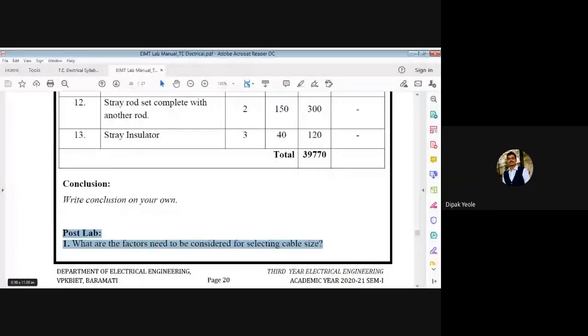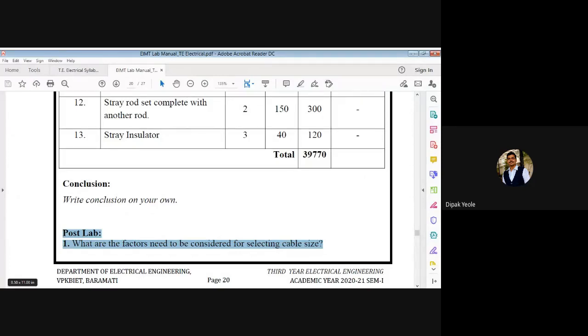Yes, so these are the factors which have to be considered while installing the feeder and the substation also. It is nothing but the environmental condition. So let me put it in the chat box: environmental conditions are to be considered for our cable size.